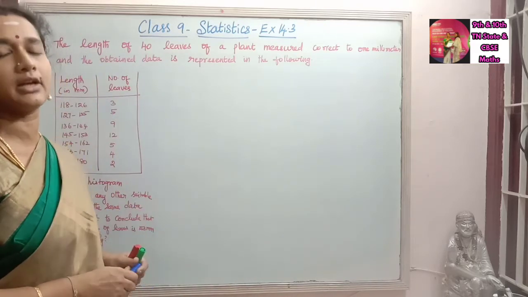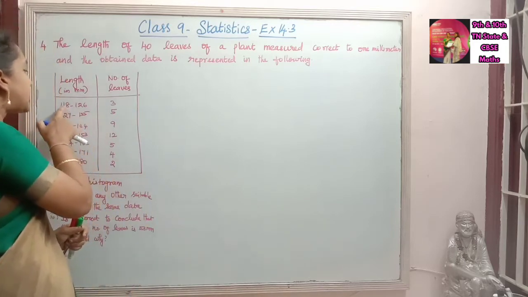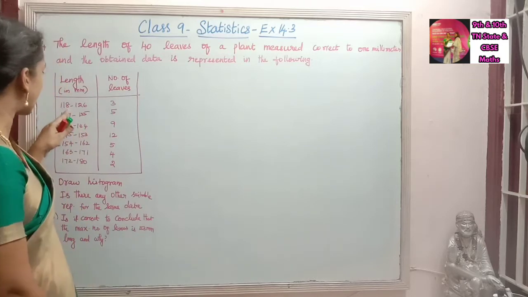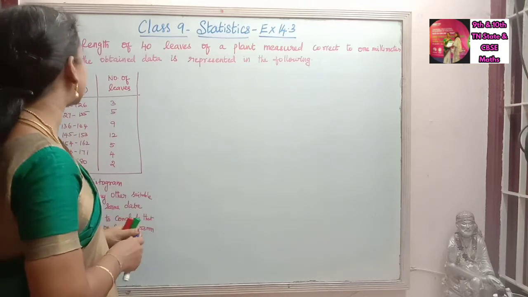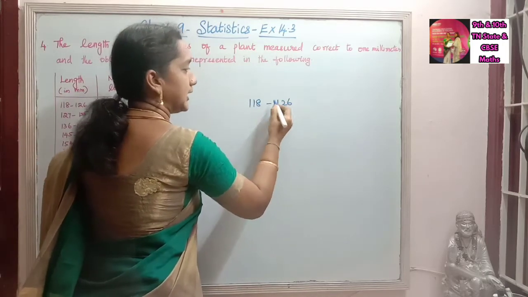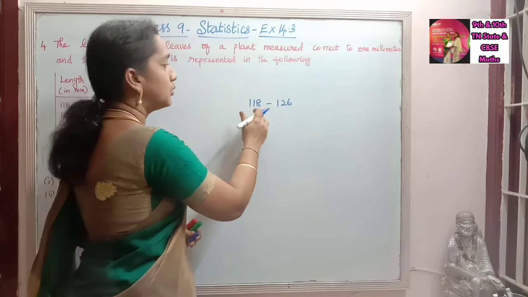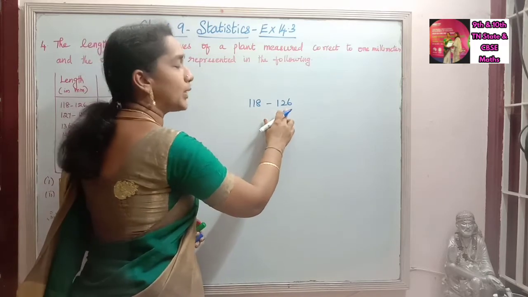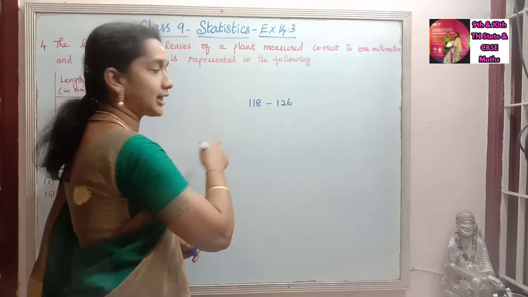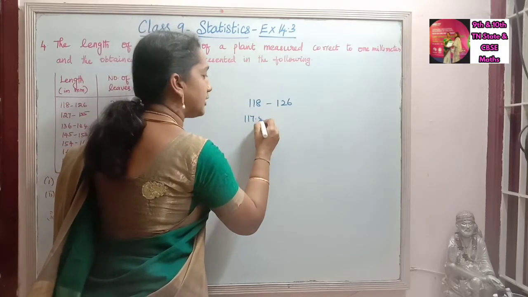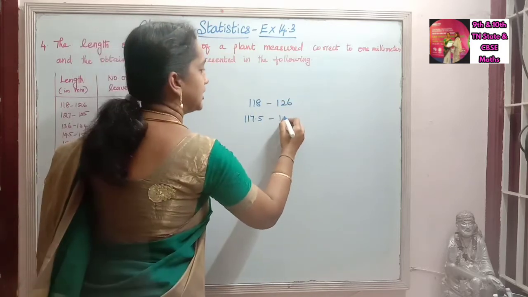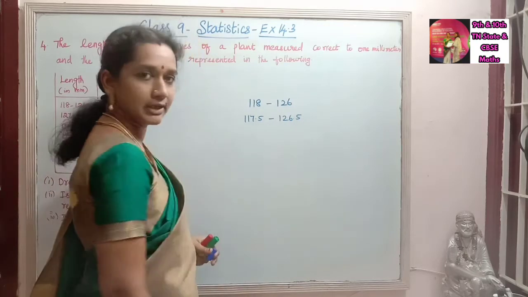So for making it continuous, we will subtract 0.5 from the lower class limit. If we take 118 and 126, 118 is the lower class limit and 126 is the upper class limit. We will subtract 0.5 from the lower class limit, that is, we will get 117.5, and we will add 0.5 to the upper class limit, so we will get 126.5.